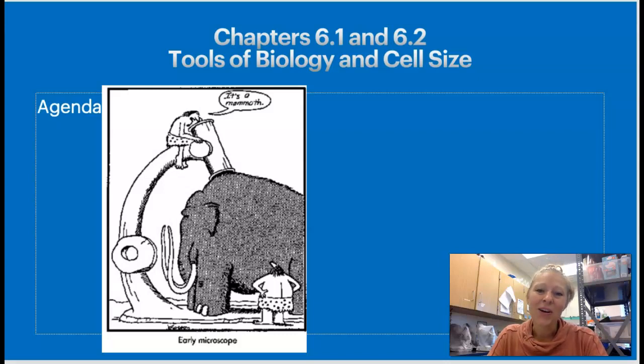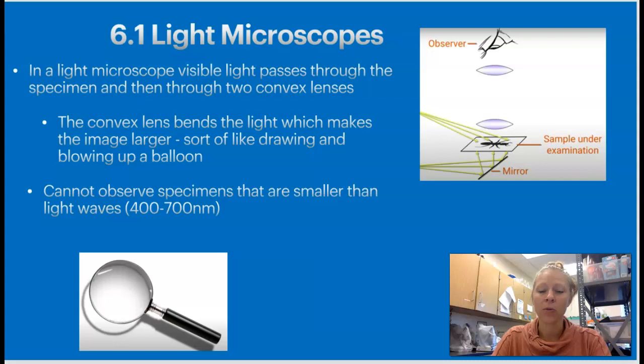Hello. Right now we're going to go over chapters 6.1 and 6.2. We're talking about the tools of biology and cell size. Hopefully this is a review for most of you. In 6.1 we talk about the tools of a biologist, or the tools that we use in order to study life. And the first of those is a microscope.